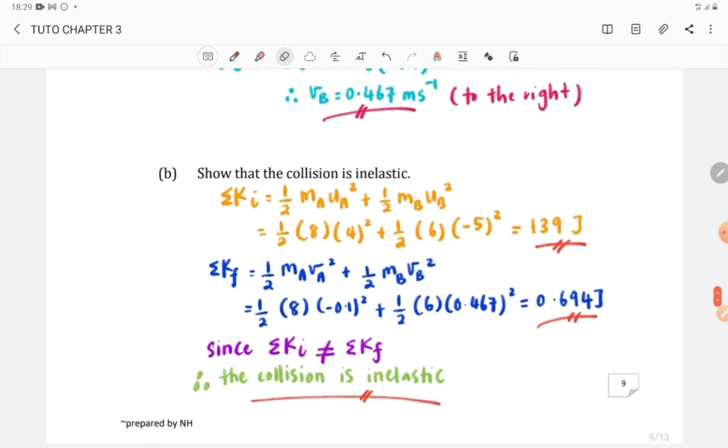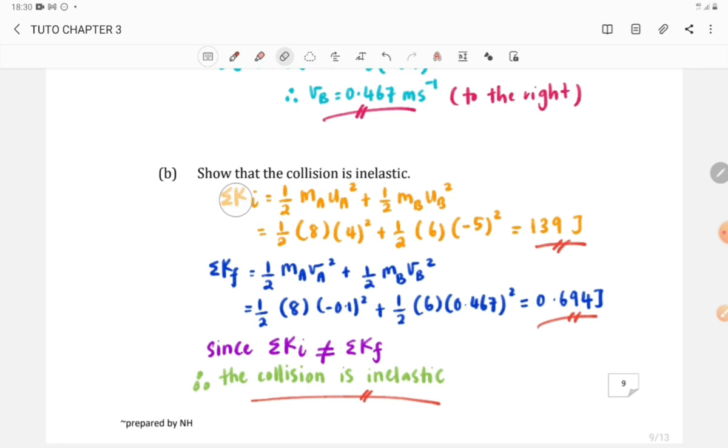Next, show that the collision is inelastic. So to show the collision is inelastic, we need to calculate the total kinetic energy initial first. Next, you find the total kinetic energy final. And then you compare these two values. If these two values are not the same, confirm the type of collision is inelastic collision.